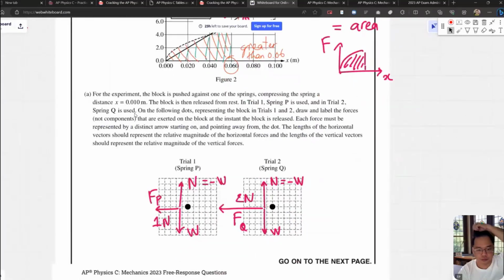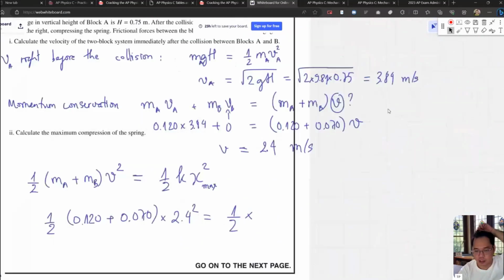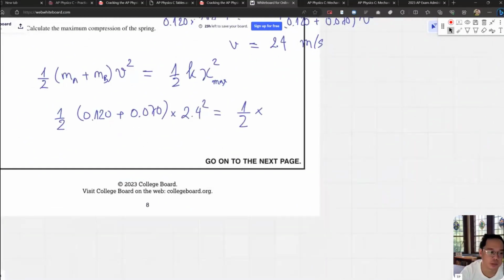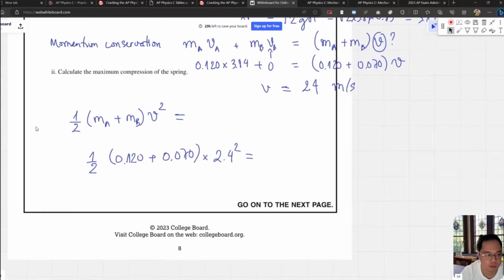So instead of using this formula 1/2 kx squared, we need to change it to an integral for Q, because of a changing spring constant. The potential energy is the integral from 0 to the maximum compression of C times the square root, meaning x to the power 1/2, dx. This is the potential energy of the spring Q when it is compressed. C is 20 Newton per meter.